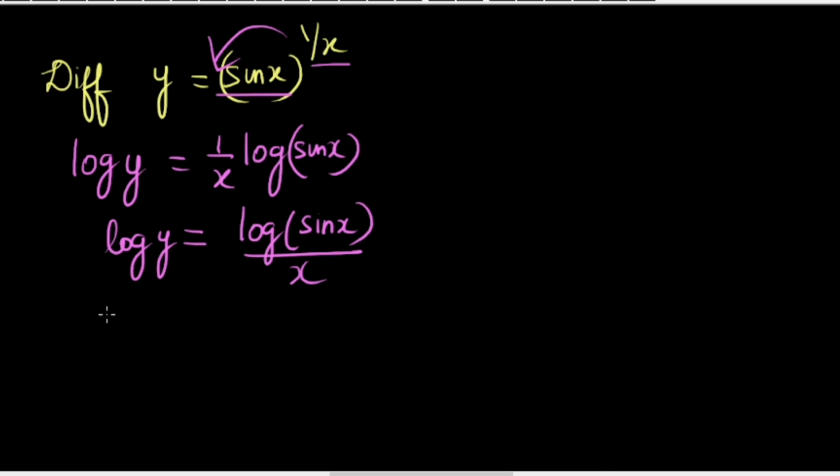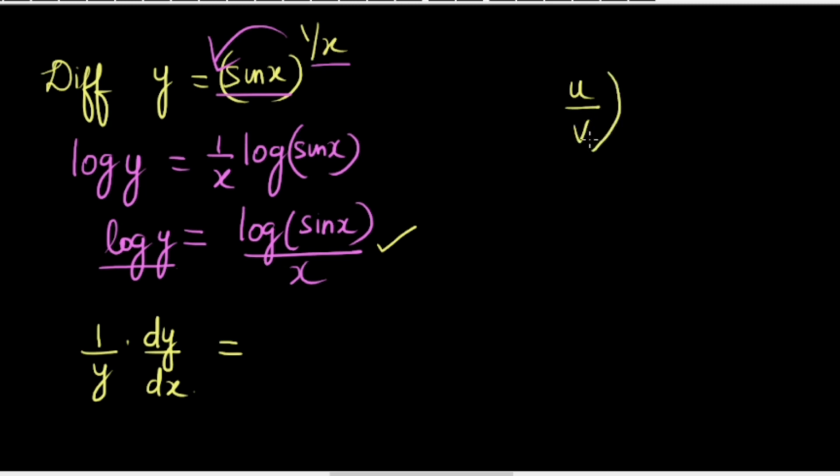Now we'll take the first derivative of the given function. On our left hand side, differentiating log y would give us 1 over y times dy over dx. On our right hand side, the given function is in fraction form. Whenever we have a fraction form, we use the quotient rule.